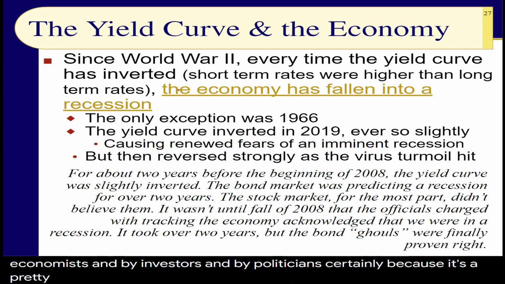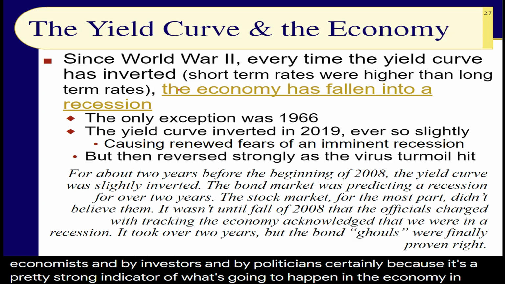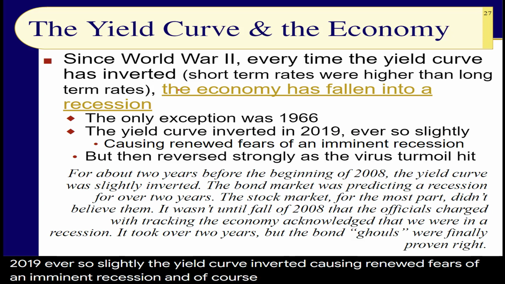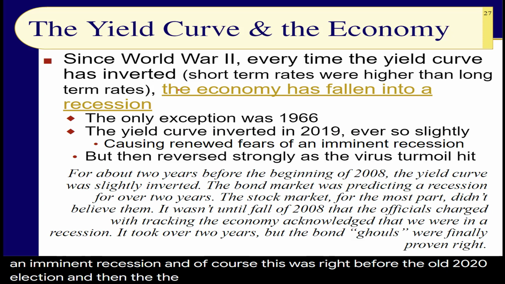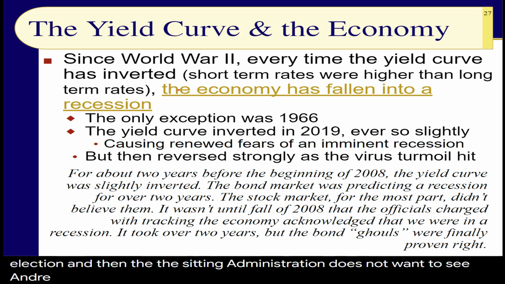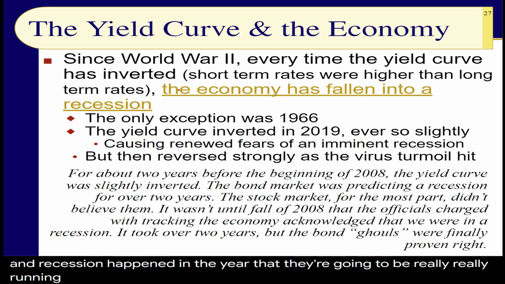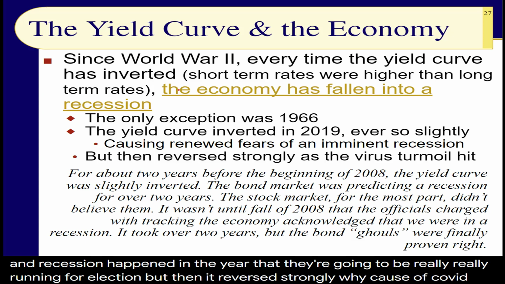So the yield curve is watched by economists and by investors and by politicians, certainly, because it's a pretty strong indicator of what's going to happen in the economy. In 2019, ever so slightly, the yield curve inverted, causing renewed fears of an imminent recession. And of course, this was right before the 2020 election, and the sitting administration does not want to see a recession happen in the year that they're running for election. But then it reversed strongly. Why? Because of COVID. Yeah, right.